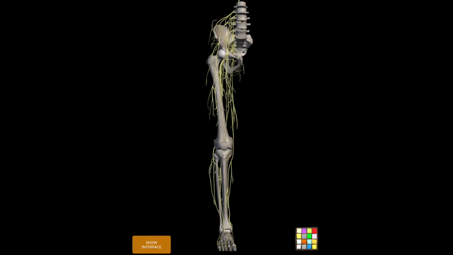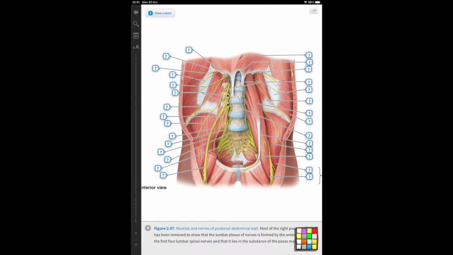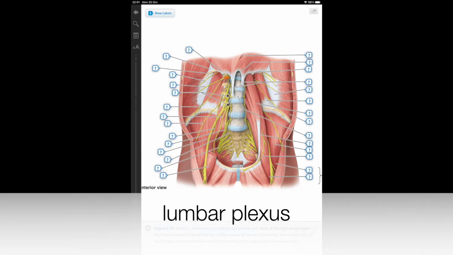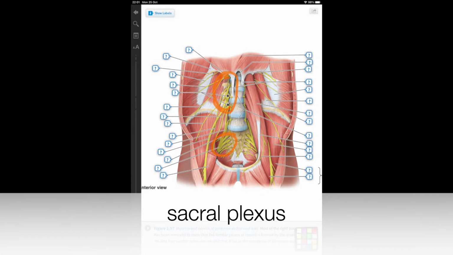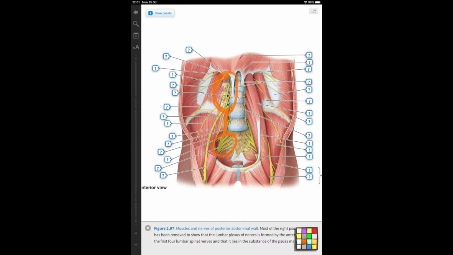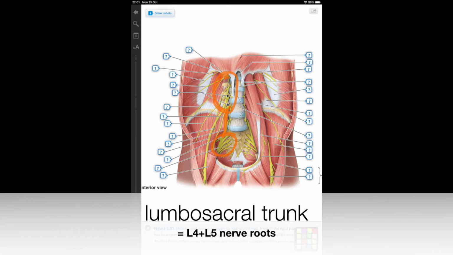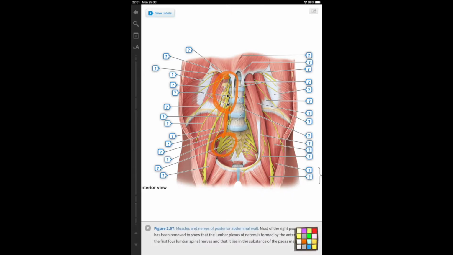The first issue we have is that the nerves are actually derived in the abdomen and pelvis. The lumbar plexus is formed in the abdomen here, and the sacral plexus is formed in the pelvis, and they're linked by this trunk, which is the lumbosacral trunk. And because your textbook approaches anatomy by regions, the description of the formation of these structures is in those regions, so they're a bit hard to find.